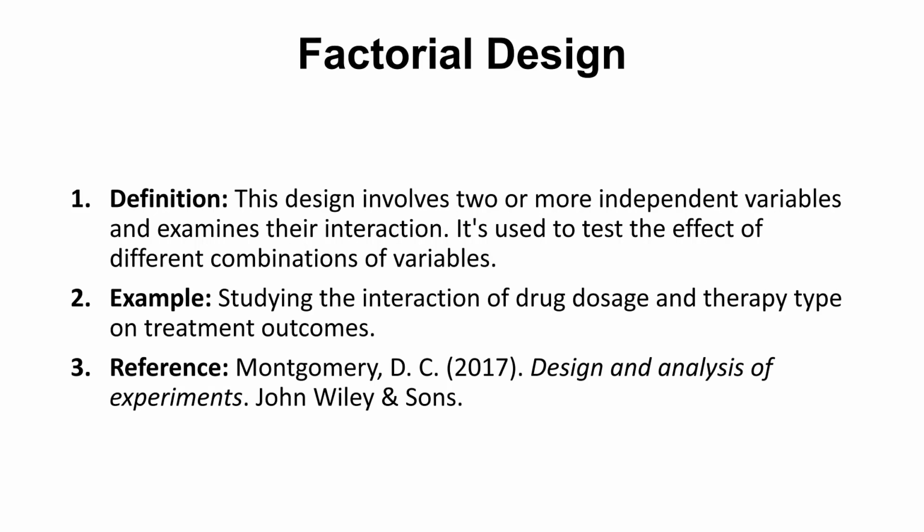Then we have examples that include studying the interaction of drug dosage and therapy type on treatment outcomes. Here we have two conditions being combined together so that we can have an outcome that is measured accurately. Let's say taking medicine along with practicing sport, to what extent would that reduce, for example, the risk of having diabetes type 1 or 2, etc. Then we have this reference: Design and Analysis of Experiments.